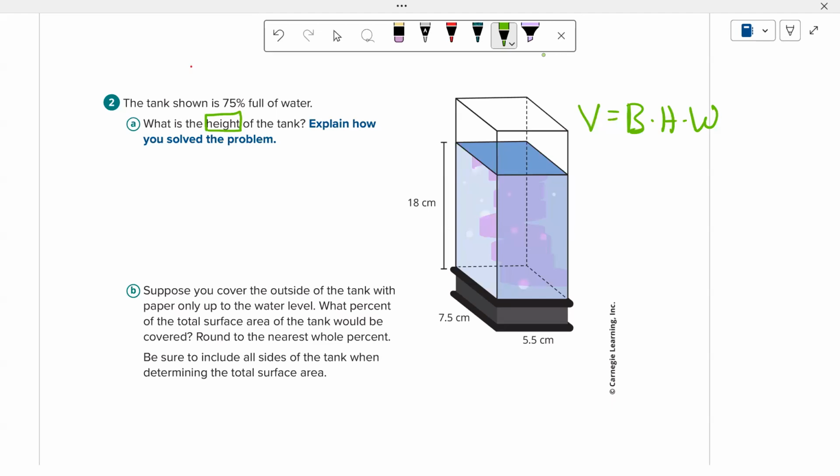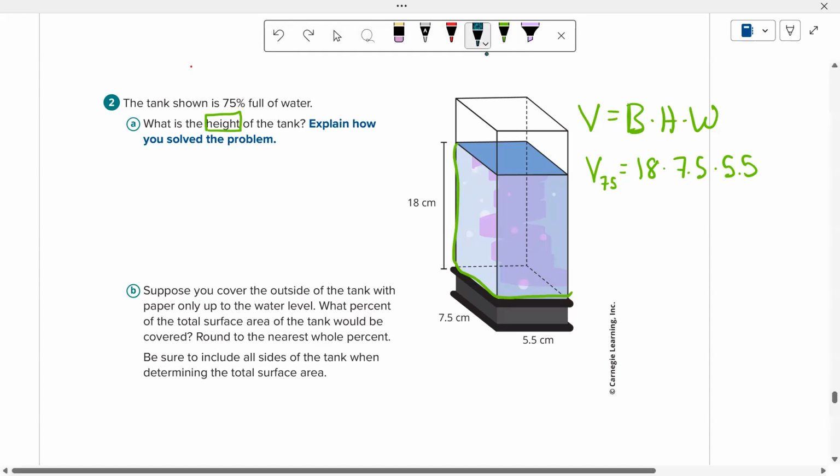So we know this is 75% full. So what's the volume when it's 75% full? That's going to be 18 times 7.5 times 5.5, because this part here is 18, this part is 7.5, and that part's 5.5. We still have some gap missing right here. That's fine.